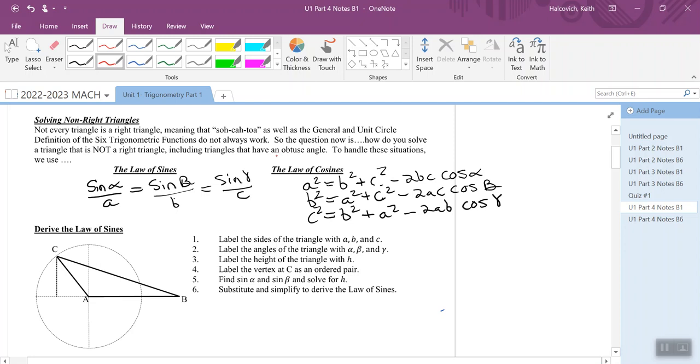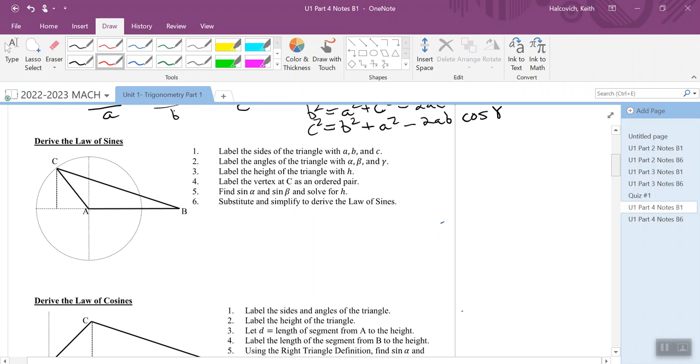Including triangles that have an obtuse angle. And we have two ways to do that. We have what's called the law of sines, which is written below, and we have the law of cosines, which is written below. So the first thing we're going to do is derive them.